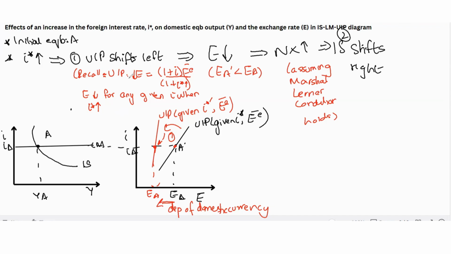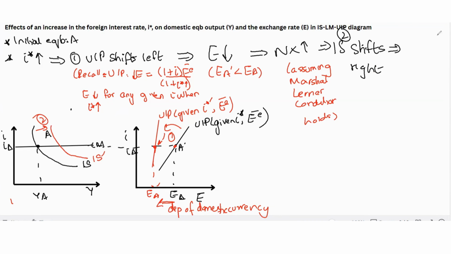Why? Because your demand has gone up for any given domestic interest rate, right? Any factor that affects demand for goods other than the domestic interest rate causes the IS curve to shift towards the right. Here, the change in the foreign interest rate changes the exchange rate, which changes net exports. So it's for a reason other than the domestic interest rate that the IS curve shifts towards the right. So this is IS prime. The IS curve has shifted towards the right now. So this is 2.